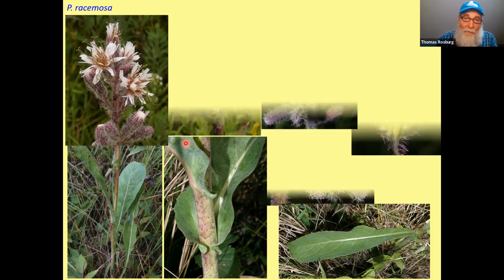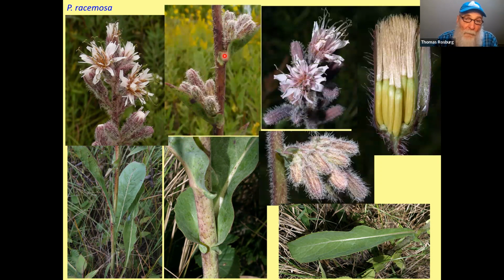But again, if you look up here where the flowers are, there's some pubescence on the stem. So you can't use the stem up here to look for pubescence. You've got to be looking at the lower part of the stem. Here's a picture of the involucral bracts, again very pubescent, much different than Prenanthes alba. And that's it.